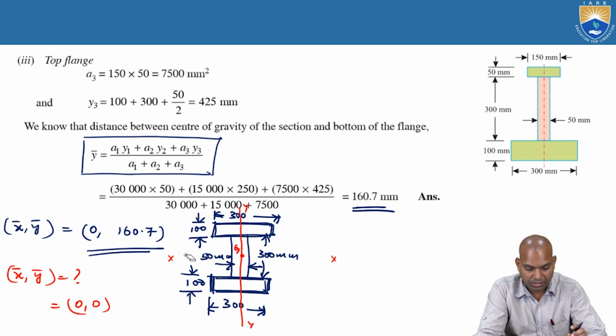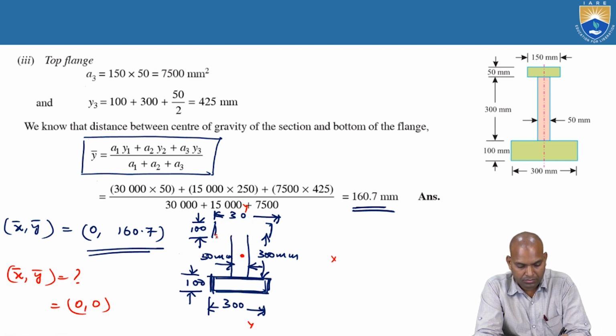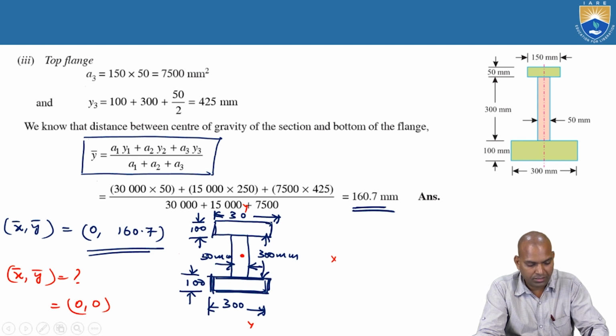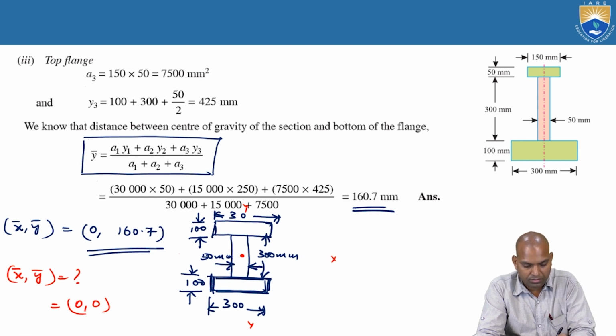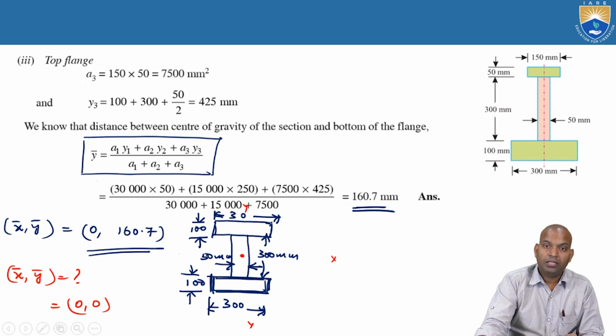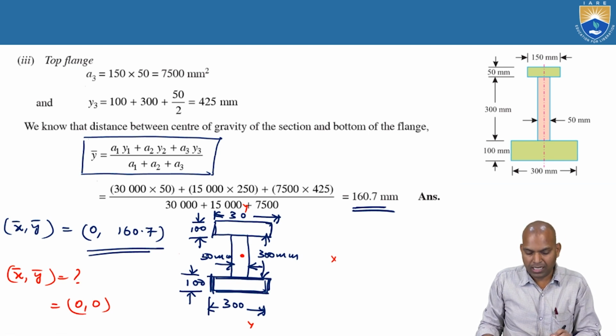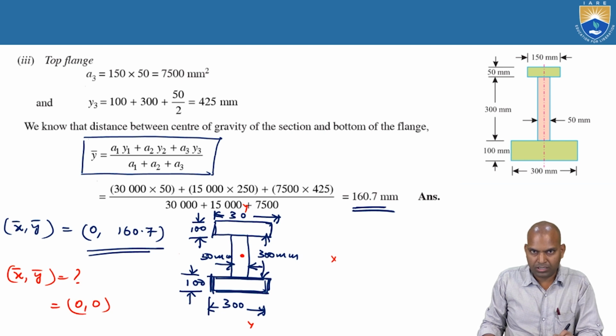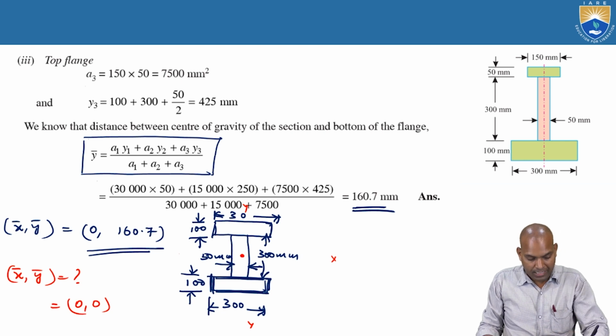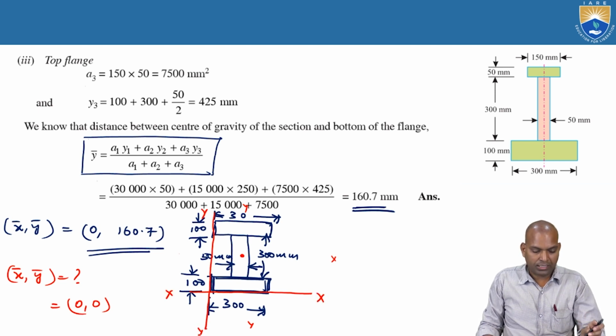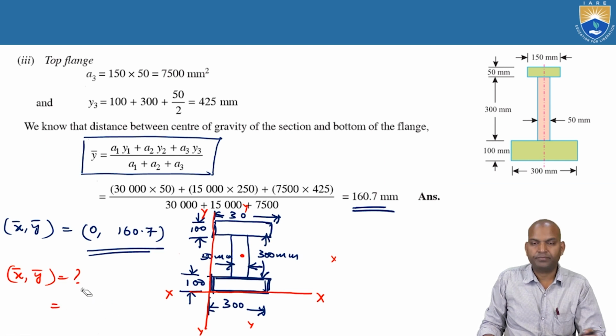Suppose another question. Here the figures are given. It is symmetrical about axis x and axis y, about both. There are two lines of symmetry. And the question is, if the reference axes were given here, this point and this point, axis x and axis y, in that case, what is bar x and bar y?